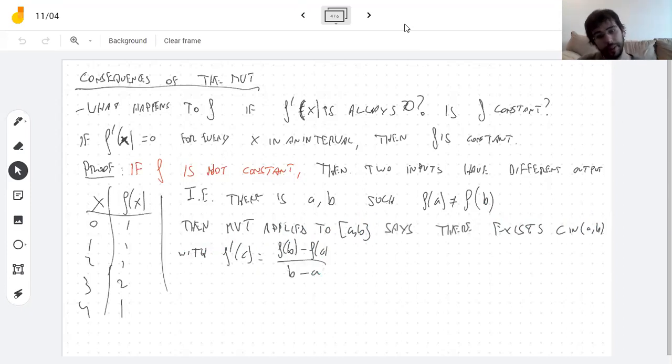So if the only thing you know about f of B and f of A is that they're different, what can you tell me about this quotient? What can you tell me about this fraction? Of course, A and B would also have to be different. What happens to the numerator of this fraction if f of A is different from f of B?